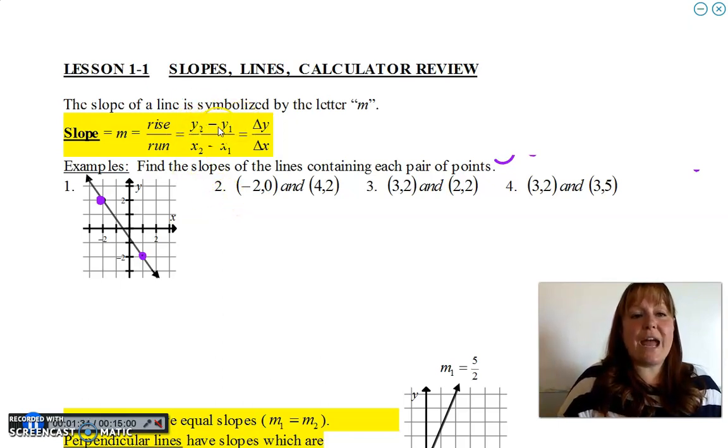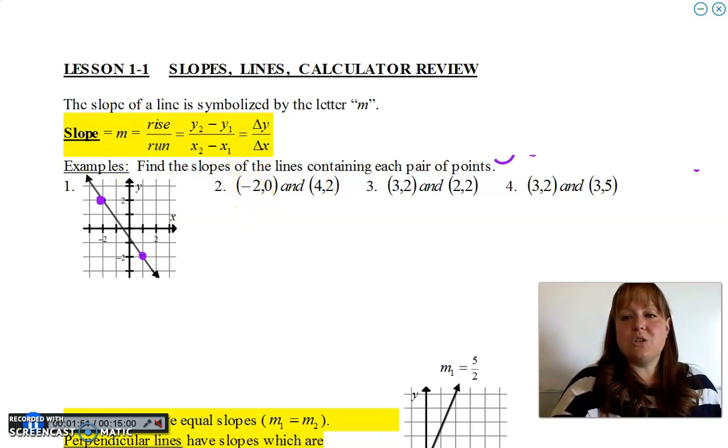Remember, this is the change, the distance between these two. How much did this change from when it started to when it ended? That's what this triangle means. It means delta. It's the Greek letter delta. It means change in y over change in x. So all of those things represent slope.